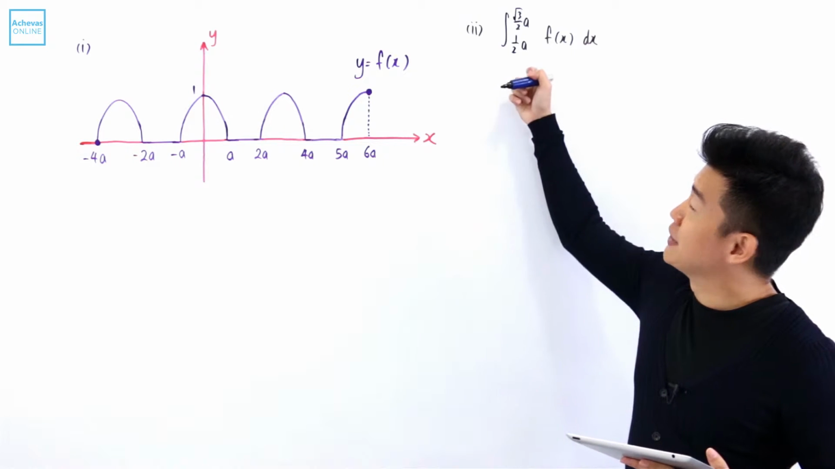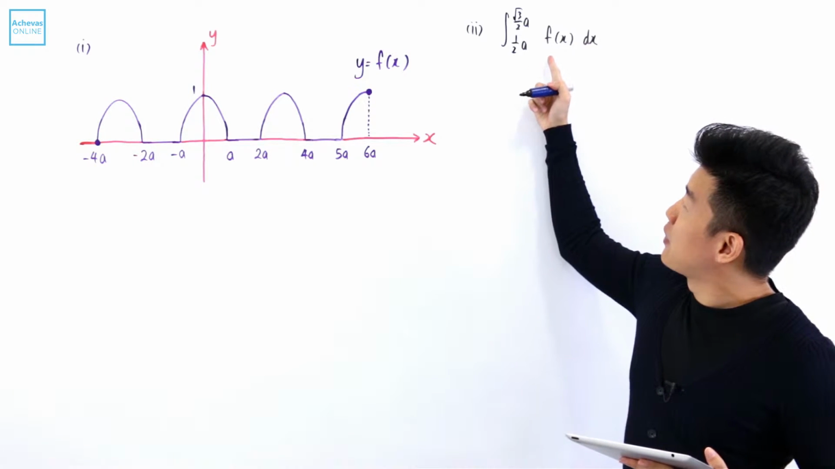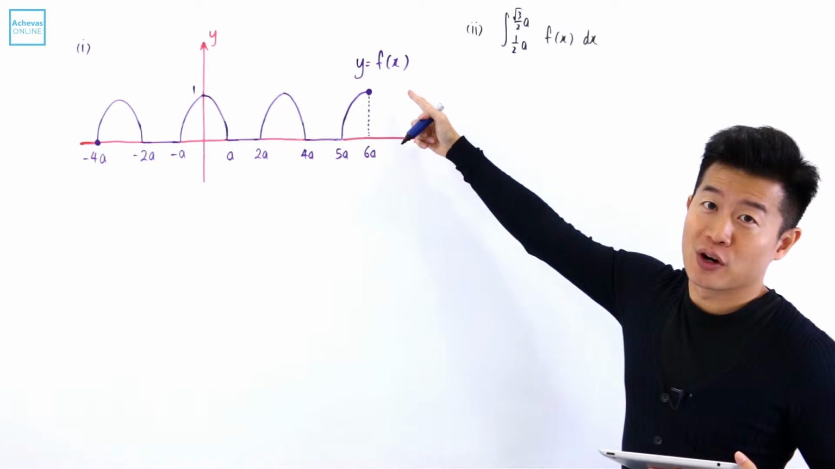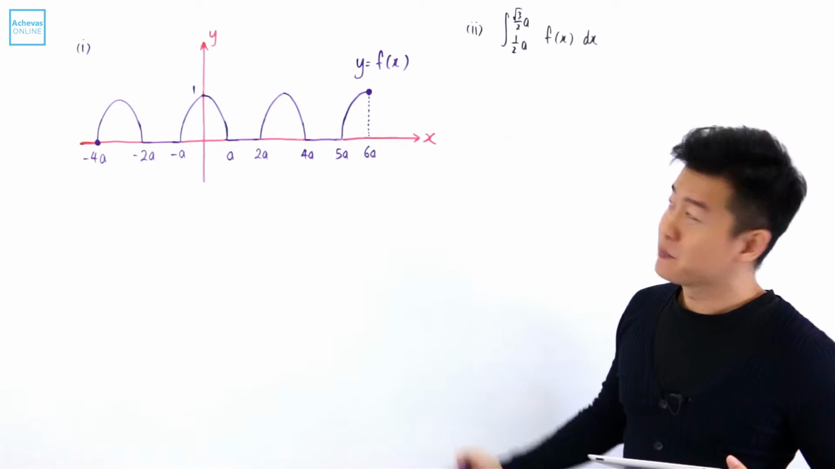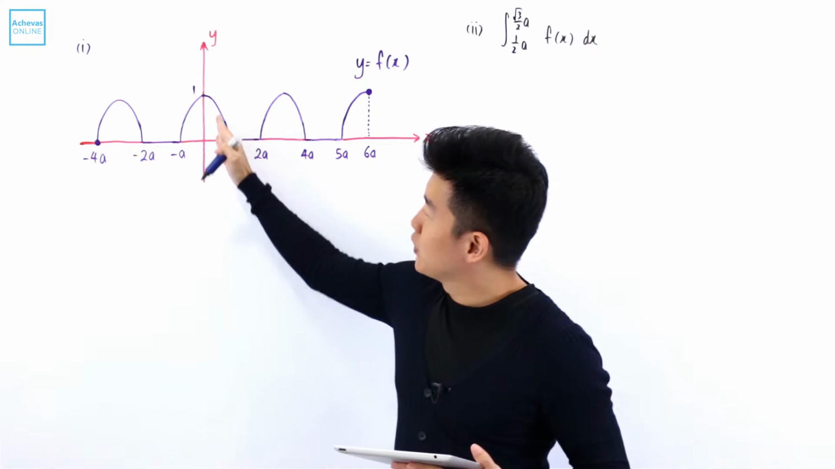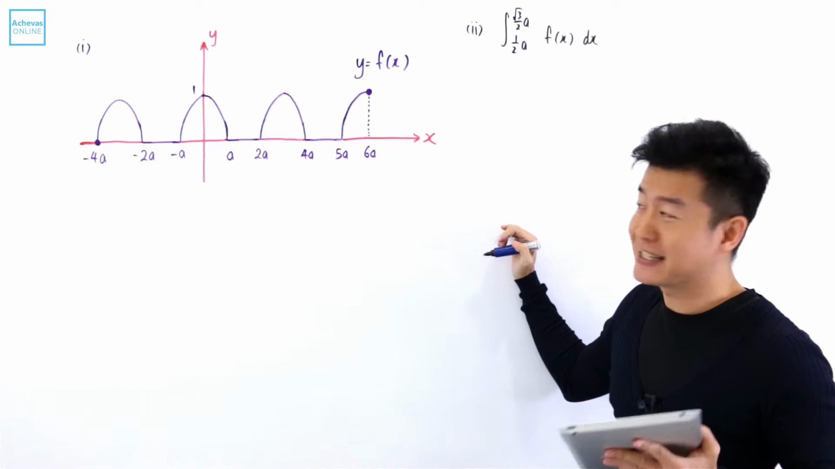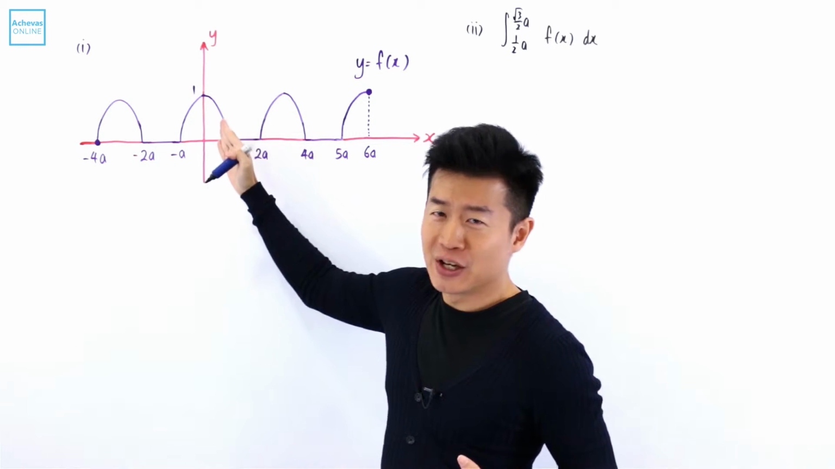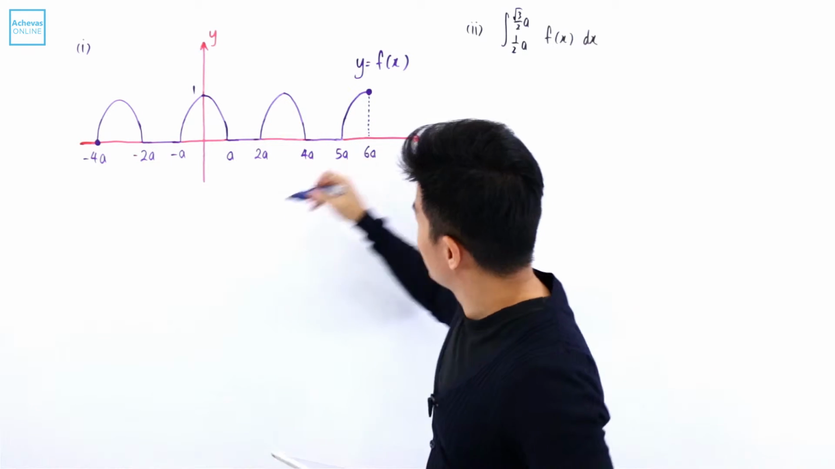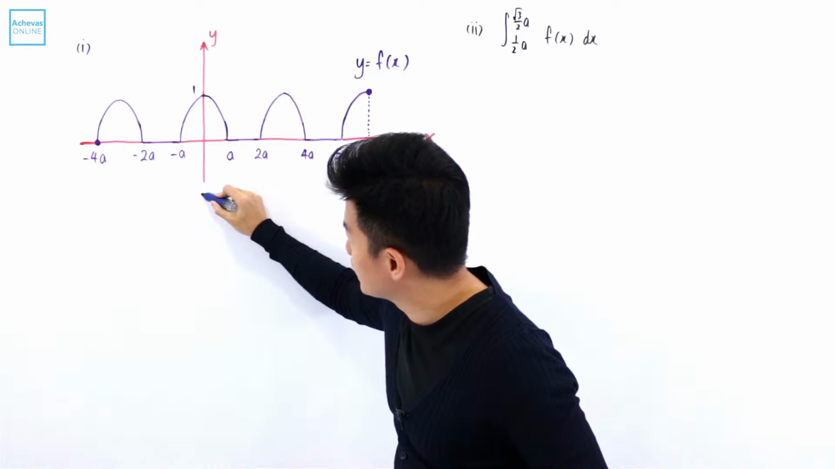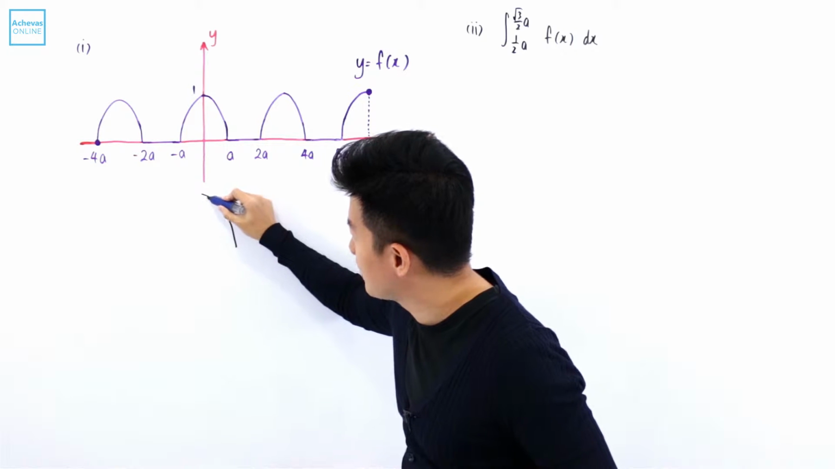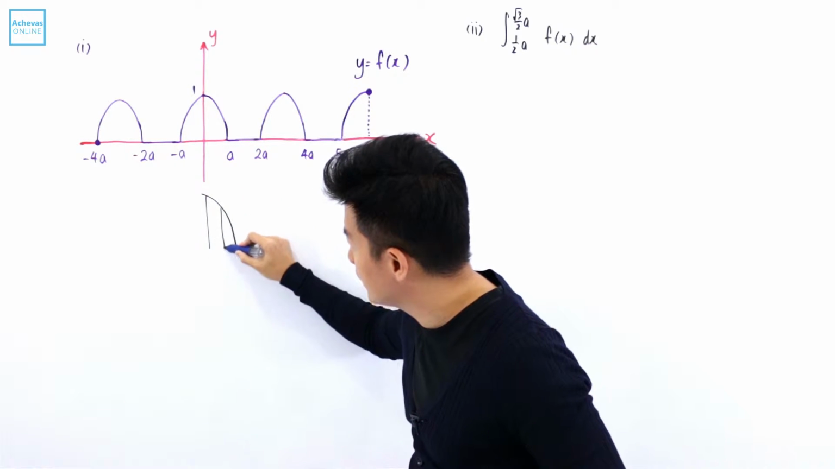Okay, let's try to integrate this. This represents the area under the graph of y equals f(x). Half a is somewhere here, and square root of 3 over 2 a, which is less than a, is somewhere here. Which means that this represents the area. If I were to sketch this portion again, it represents this area over here.